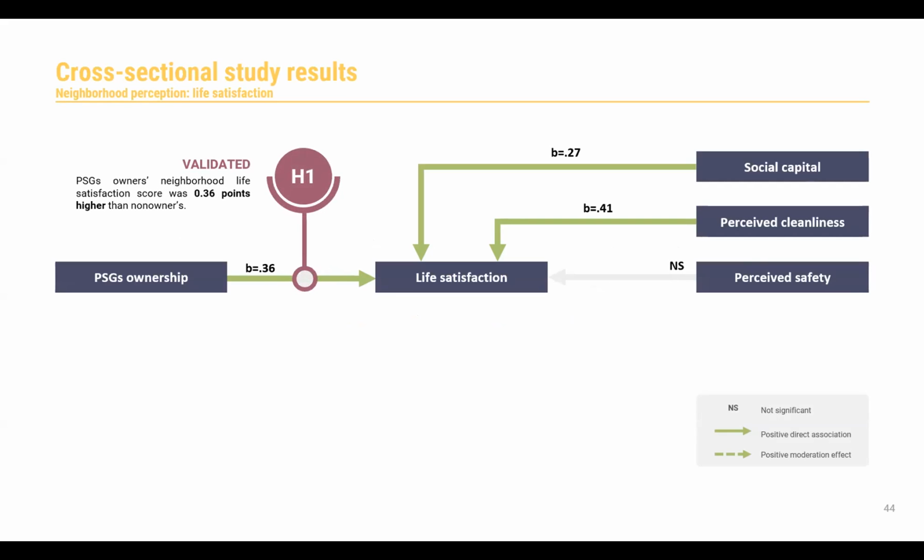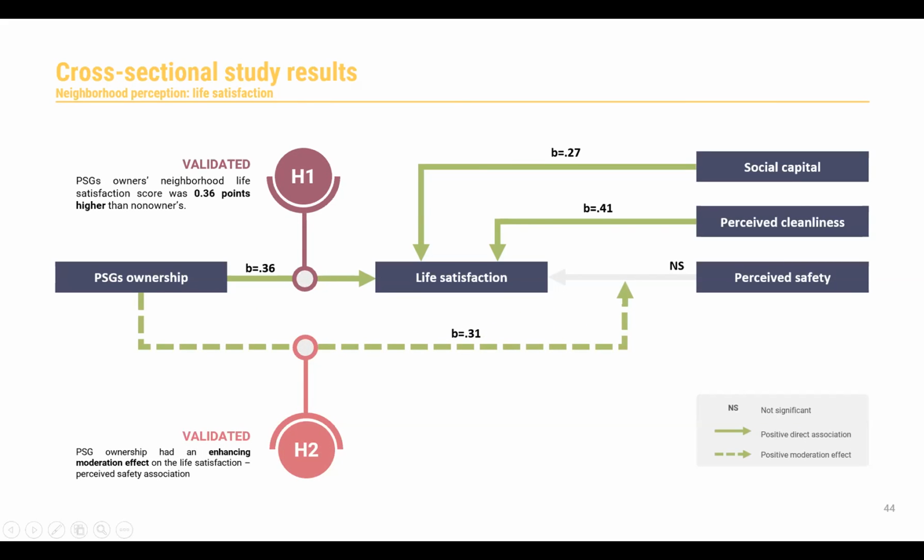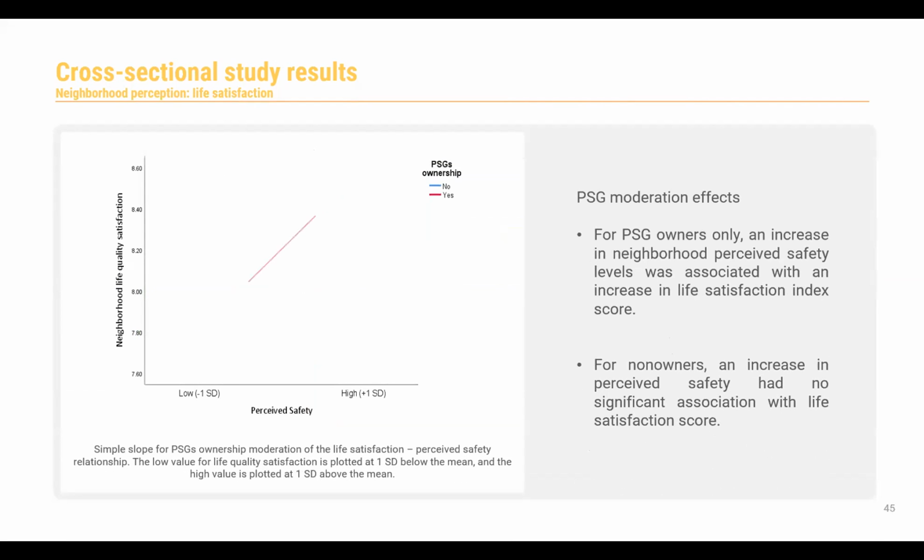For the first variable, PhD's owners' life satisfaction score was on average 0.36 points higher for owners than for non-owners. Perceived safety score correlation with life satisfaction was not significant, as shown in the graph here. However, PhD's ownership enhanced the two variables association, which means that for PhD's owners only, an increase in perceived safety was associated with a significant increase in life satisfaction, while for non-owners, this association was not significant.